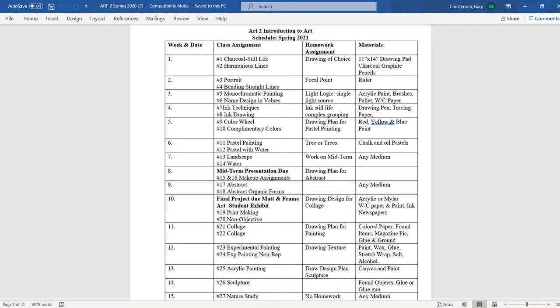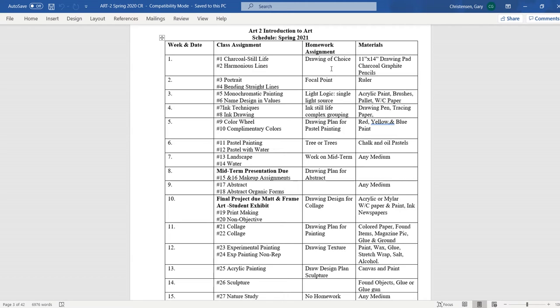Hey guys, Art 2 here, and we're in week 1 still. We're going to talk about assignment number 2. As you can see here, it says harmonious lines, and I'm going to show you some examples of that. Also, the homework is a drawing of choice.